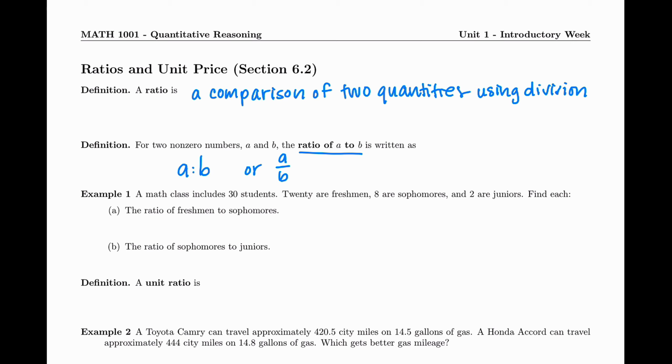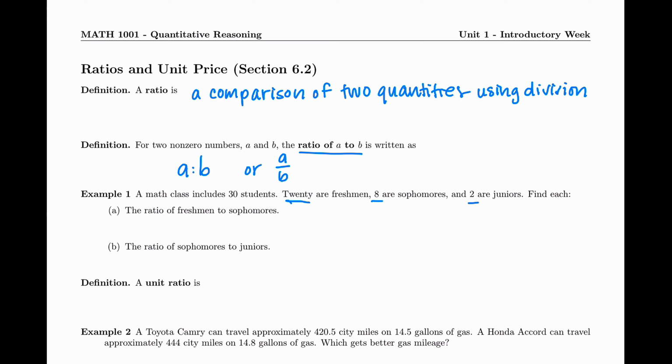In general, a lot of times we'll use the fraction notation more often in this course because it allows us to solve equations a little easier when it's in fraction notation. Let's look at an example. A math class includes 30 students. 20 are freshmen, 8 are sophomores, and 2 are juniors. Find each of the following ratios.